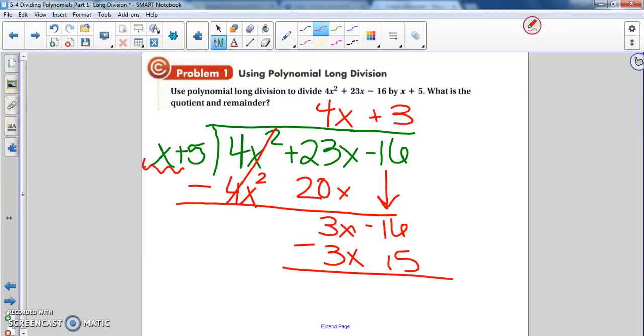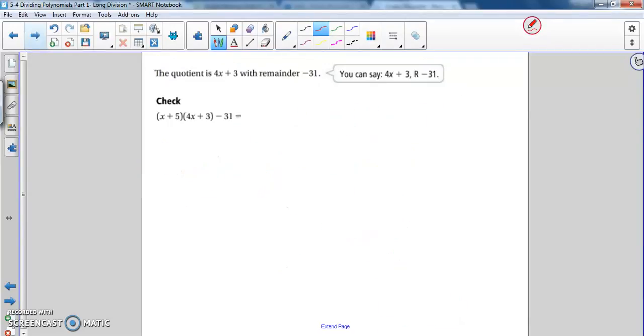3x minus 3x is 0. Negative 16 minus 15 is negative 31. This is my remainder. And 4x plus 3 is my quotient. So the quotient is 4x plus 3 with a remainder of negative 31. In order to check, we can multiply our divisor by our quotient and add our remainder. That should give us the polynomial that we started with, which is called our dividend.